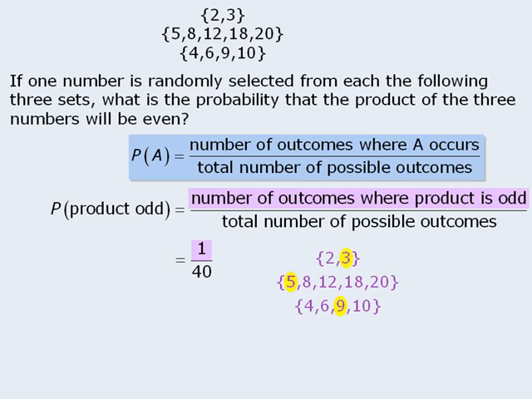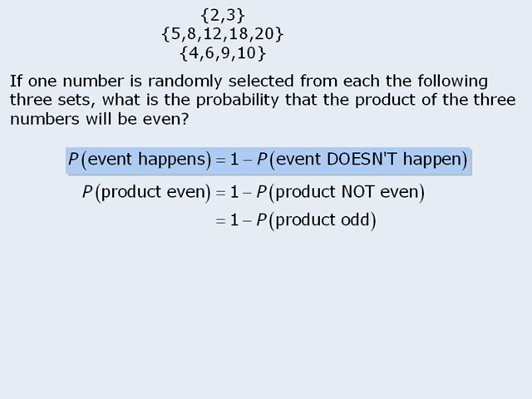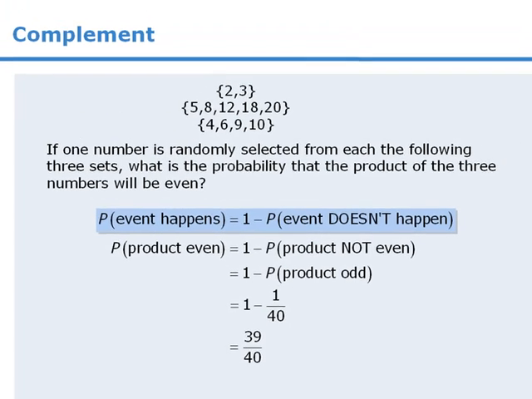Now that we have determined that the probability is 1/40th that the product is odd, we can answer our original question, which asks us to find the probability that the product is even. Now that we know the probability the product is odd, we can add this information to our calculations to get 39/40ths. So 39/40ths is the probability that the product of the three numbers will be even.